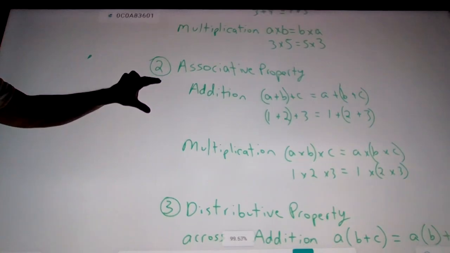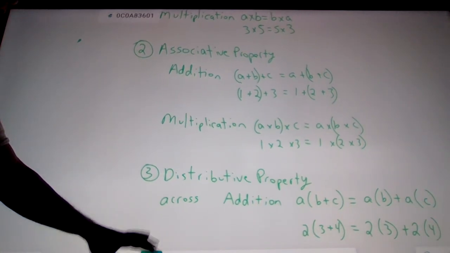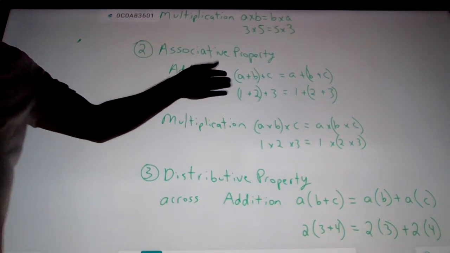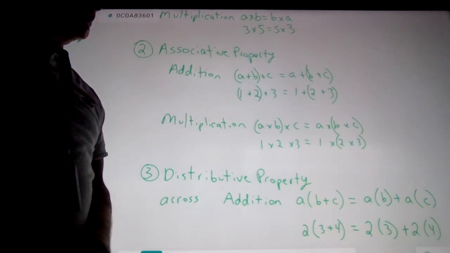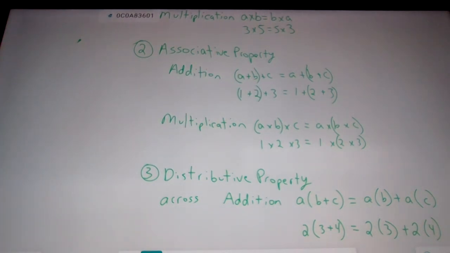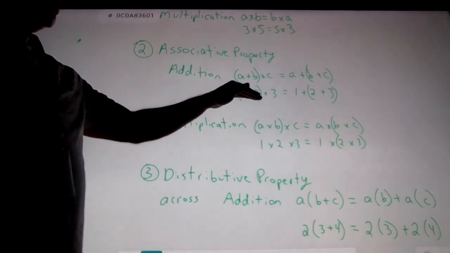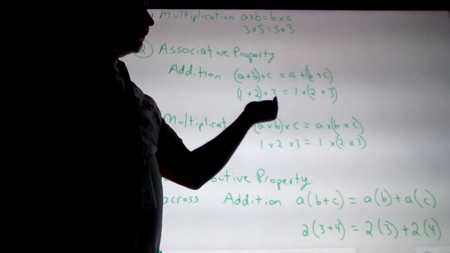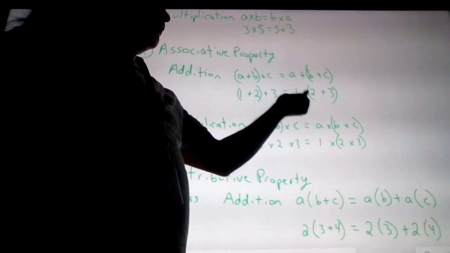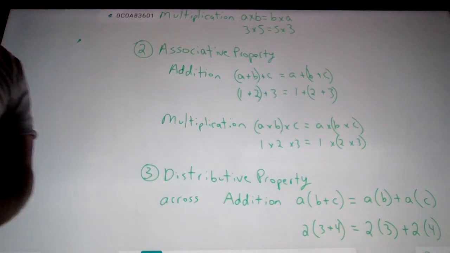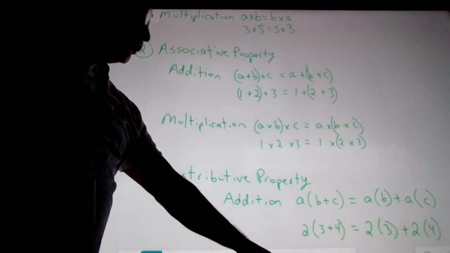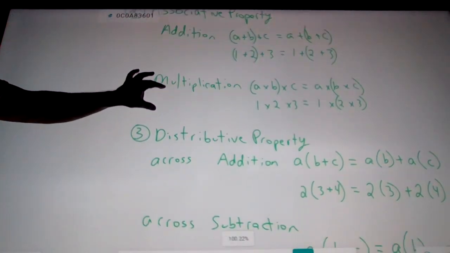Associative property of addition is how you associate the groups in there. Okay? So (A plus B) plus C is the same thing as A plus (B plus C), which is similar to (1 plus 2) plus 3 being the same thing as 1 plus (2 plus 3). It's all addition. No matter what you're adding, it's all going to be the same answer.